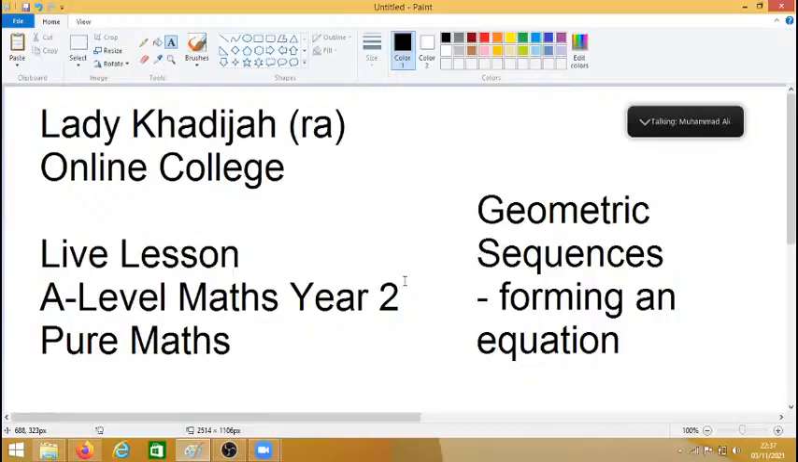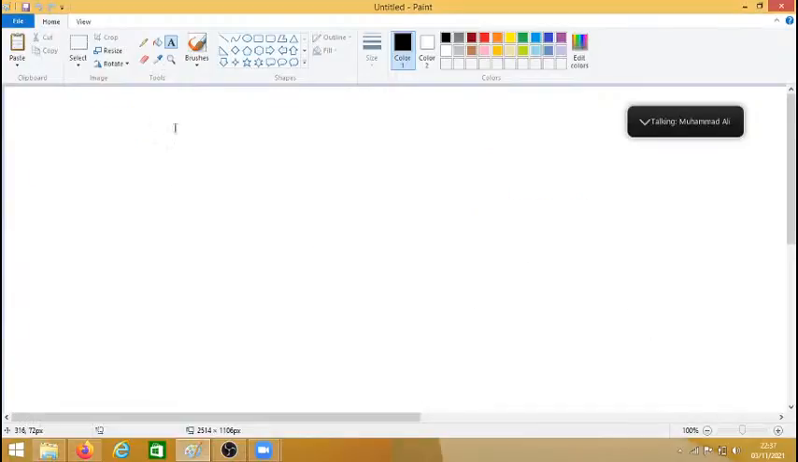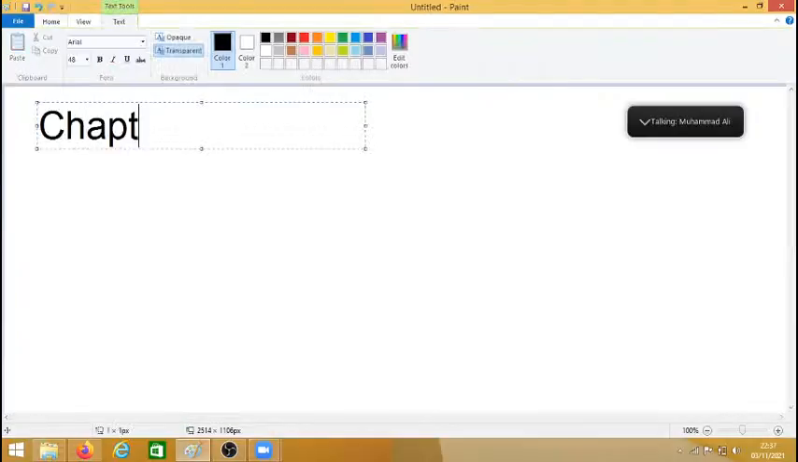Today's topic is geometric sequences, carrying on from what we did earlier in the week in the last couple of lessons, and this time just extending it a bit to see if we can fill in some missing gaps in the question and form an equation to get our answer. If you're working through the Pearson Edexcel book, then it's chapter 3, example 9.